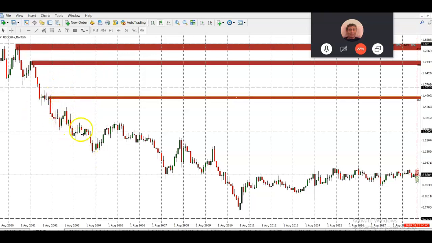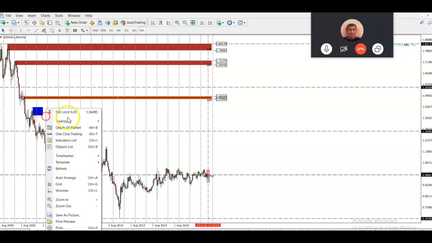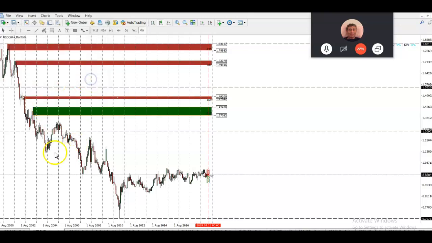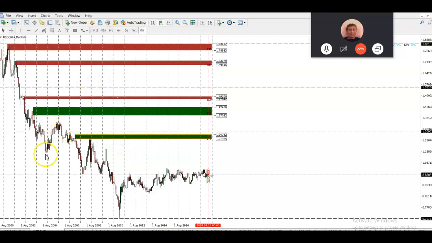I'm just looking for key swings on this market too. You've got another one here. This one was kind of taken out by this one, and the next real one here, because these aren't really zones, would be here. These ones here didn't take out this low. This is the last low.